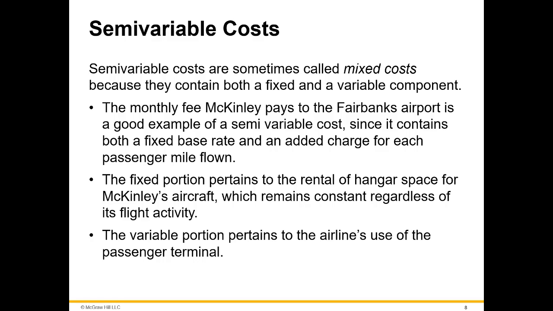Then there's an area kind of in between. Semi-variable costs are sometimes called mixed costs. The monthly fee McKinley pays to Fairbanks Airport is a good example. There's a fixed base rate just because they are there at the airport. And then there's an added charge for each passenger mile flown. The fixed portion relates to the rental of the hangar space. The variable portion relates to the airline's use of the passenger terminal. So you can see there are components of both in a mixed cost here.